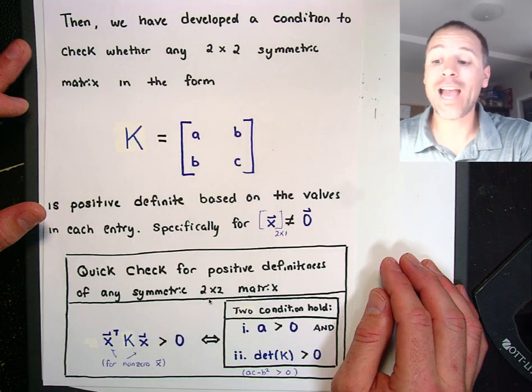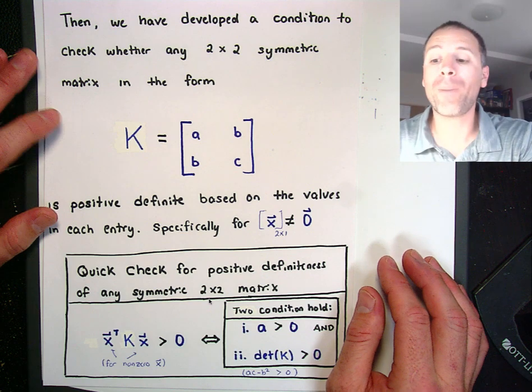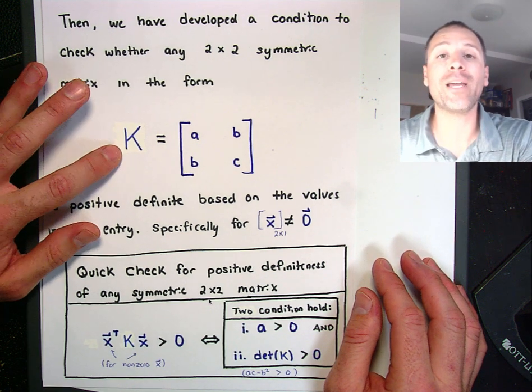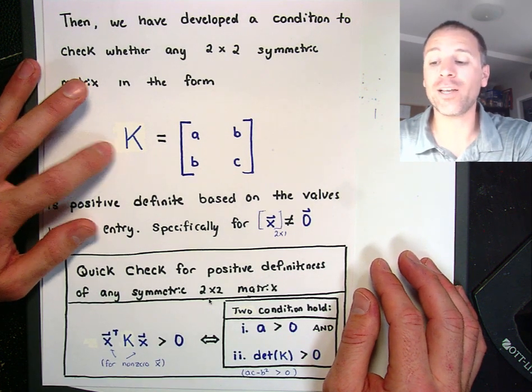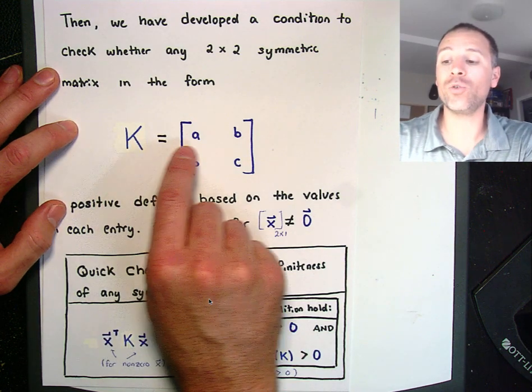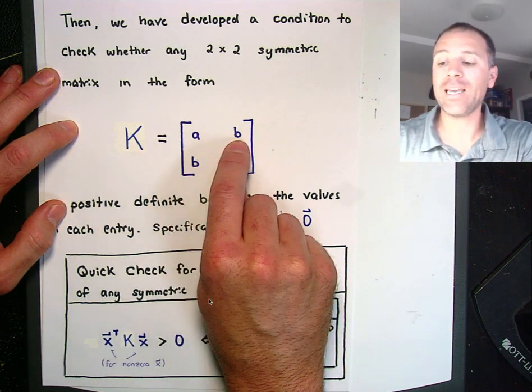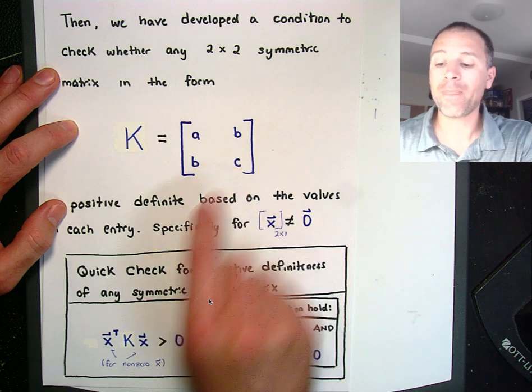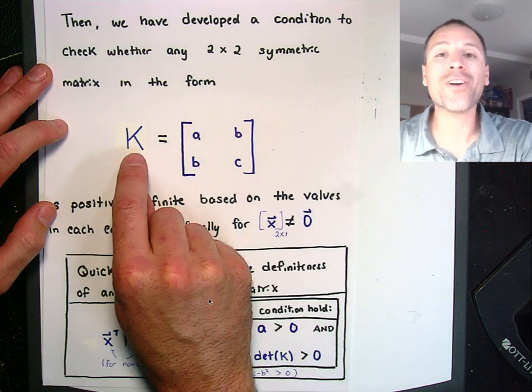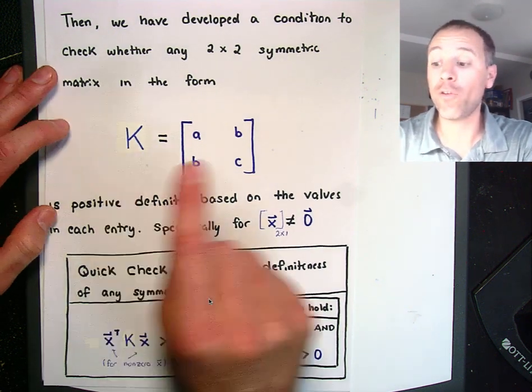And this implies that we actually have a quick check for positive definiteness of a 2 by 2 matrix K that is symmetric. If I know that K has values a, b, b, c, then in order to check whether or not K is positive definite, I can do a very, very quick check.